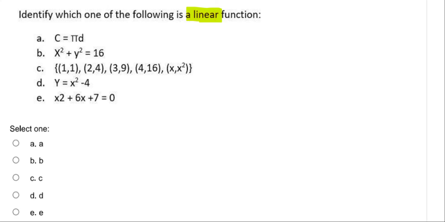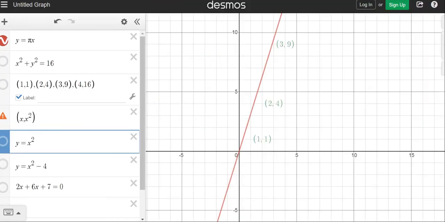We could plot them. So if we plot these graphs, our first one, y equals pi x, which is the same as c equals pi d, but just written in a way a graph will understand it, does look like a line. That's our winner. That's the linear function. But if we show the other ones, so if we show x squared plus y squared equals 16, that's a graph of a circle.